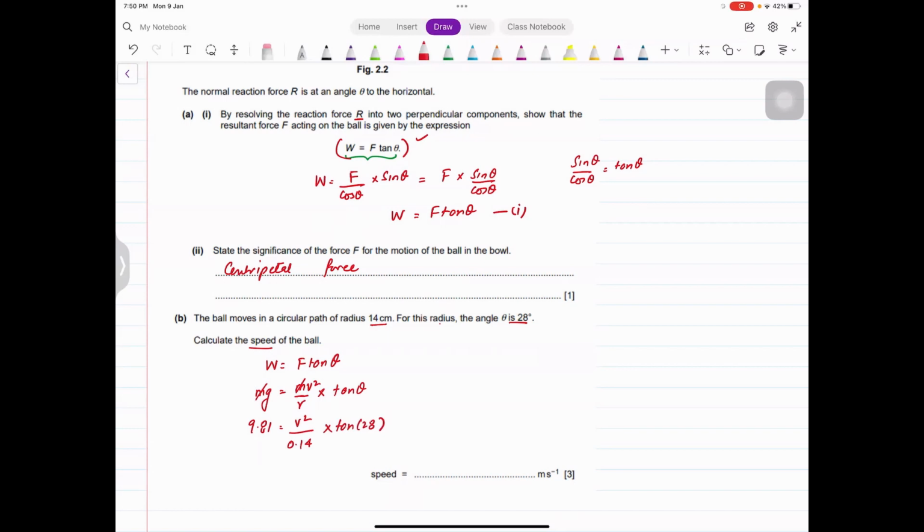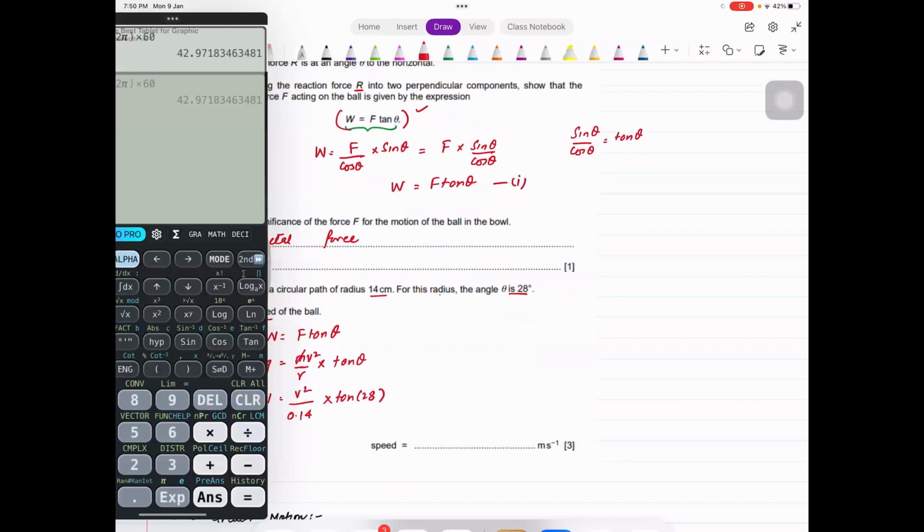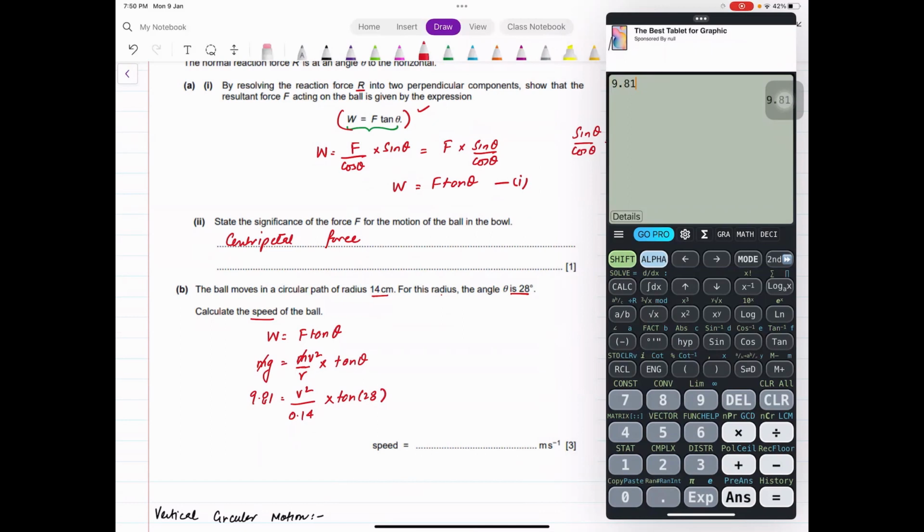So then, let's multiply this back. It is going to be 9.81 times 0.14 divided by tan 28. So this is going to be V squared equals 2.92. And now V is going to be the square root of the answer. It's going to be 1.71.